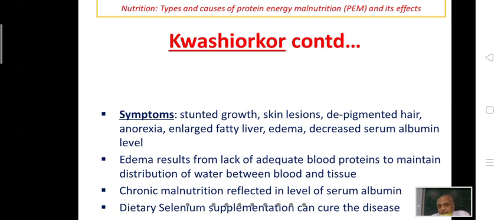Dietary selenium supplementation can cure the disease. This is part of the treatment, but here in symptoms, you can alleviate the symptoms if you have selenium content in your diet. Nowadays, people have started getting concerned with this essential trace element, and they take it in the form of various health supplements. It is available in commercial pharmacies.